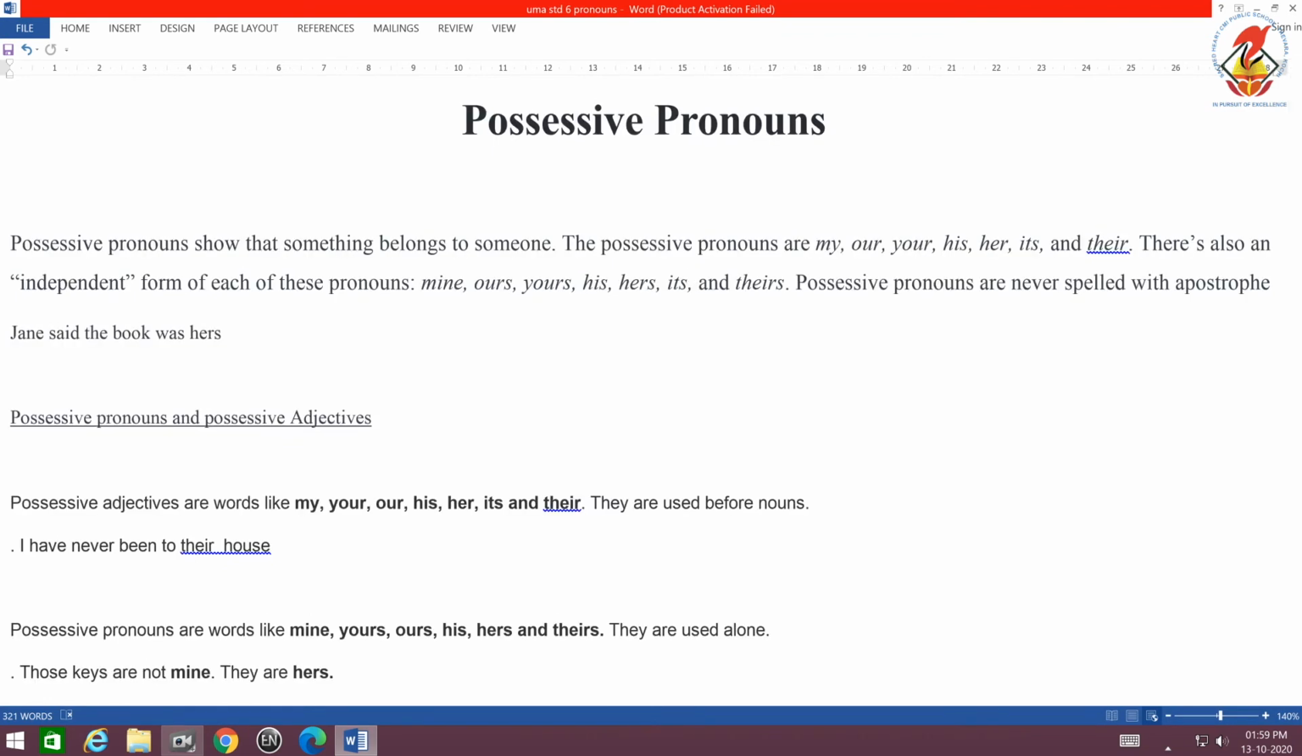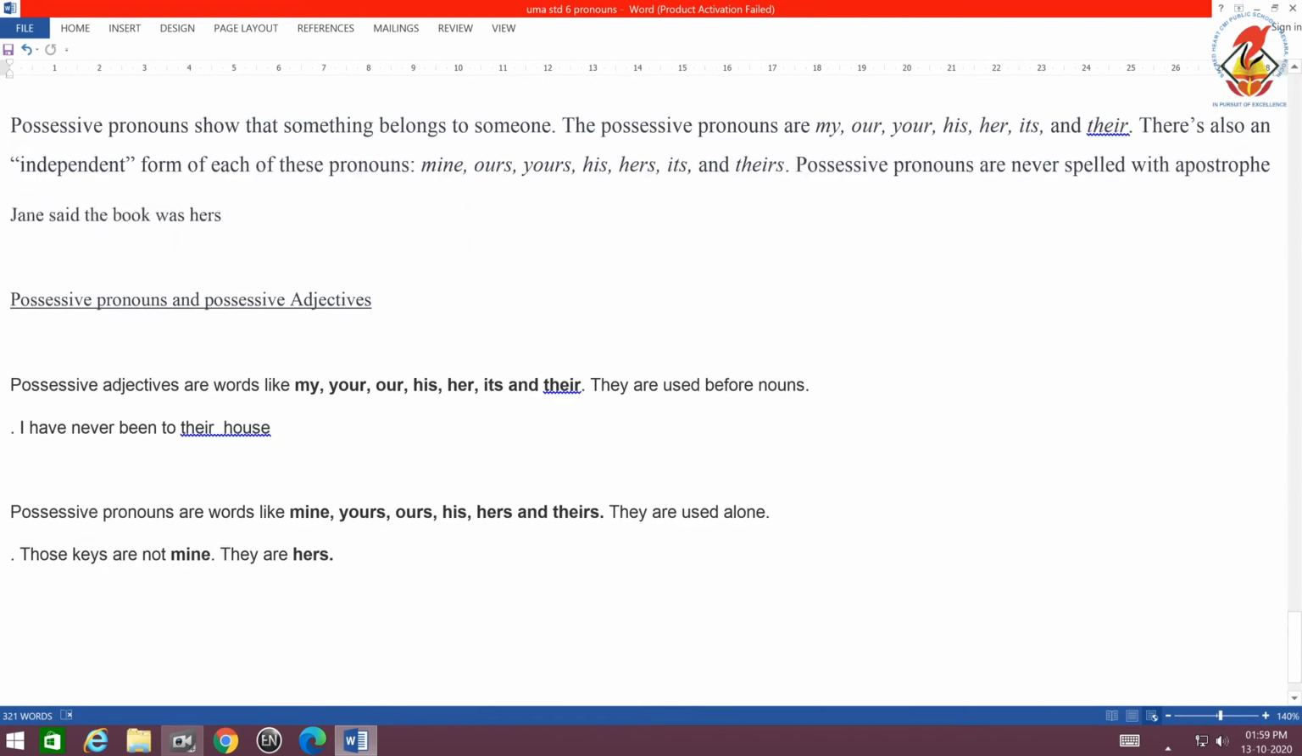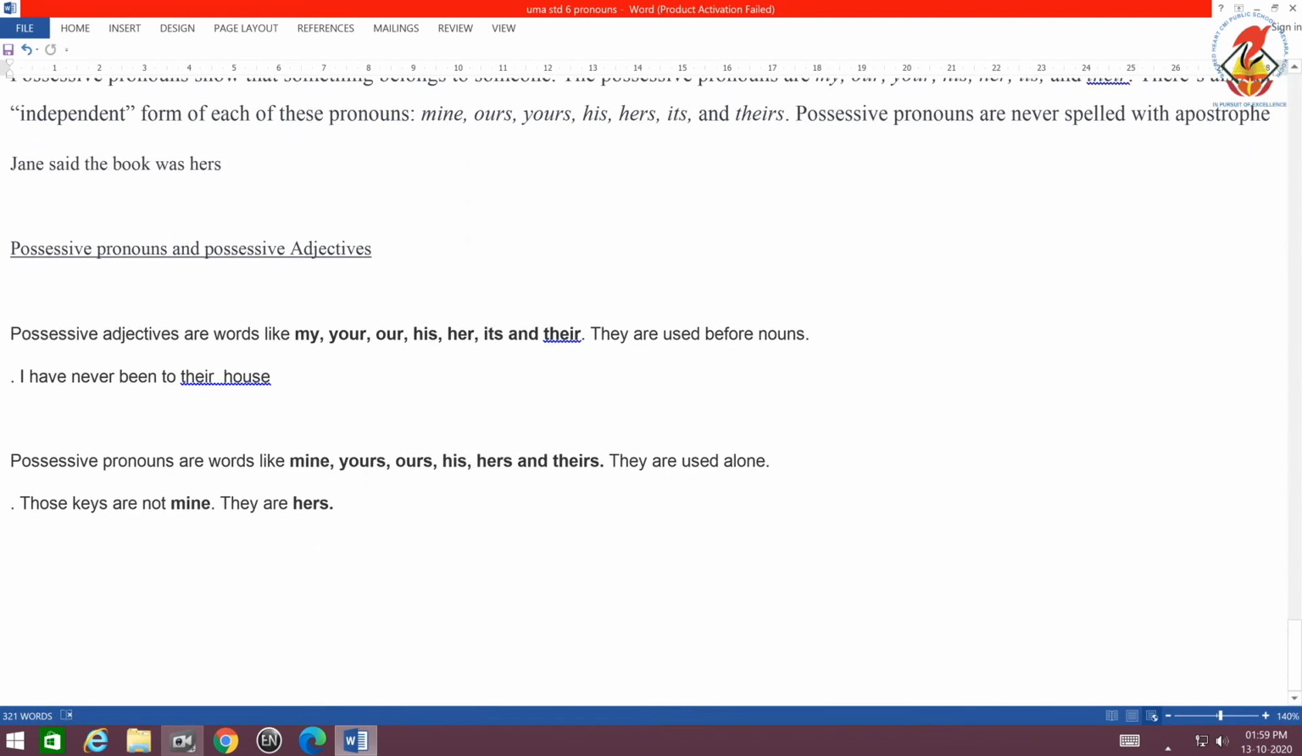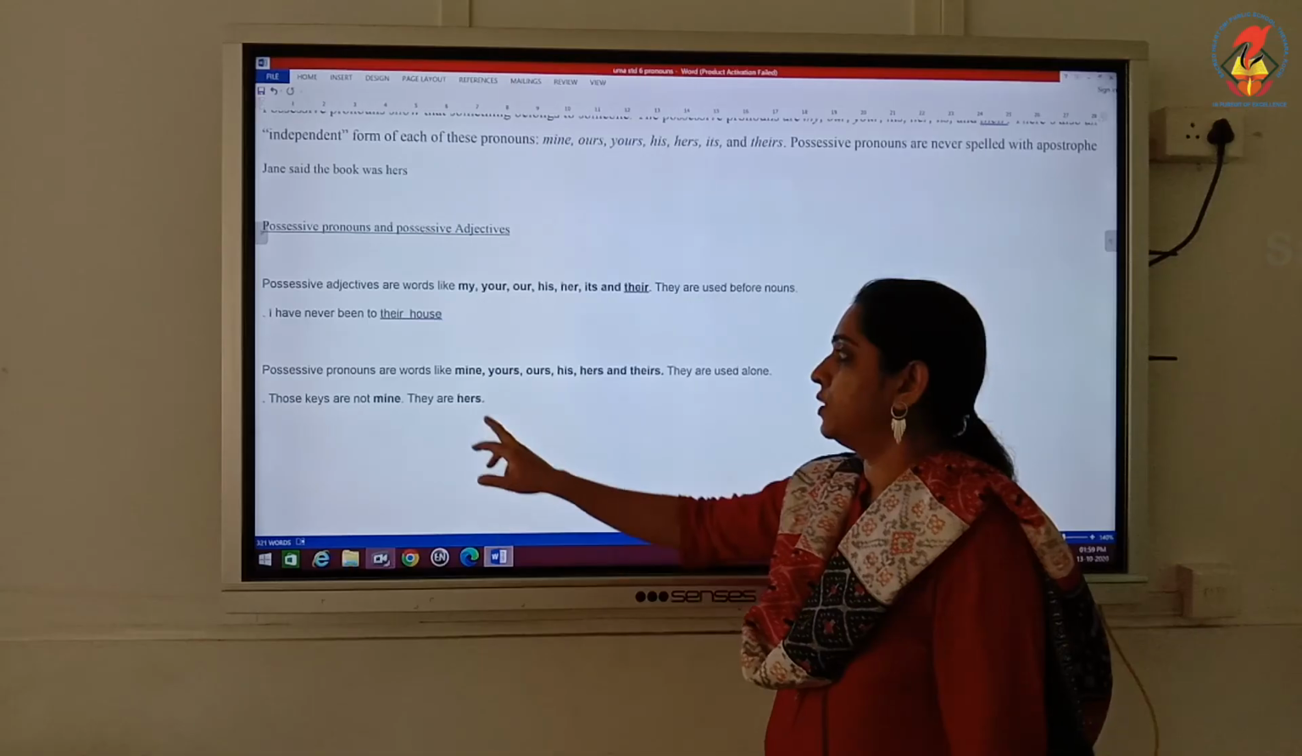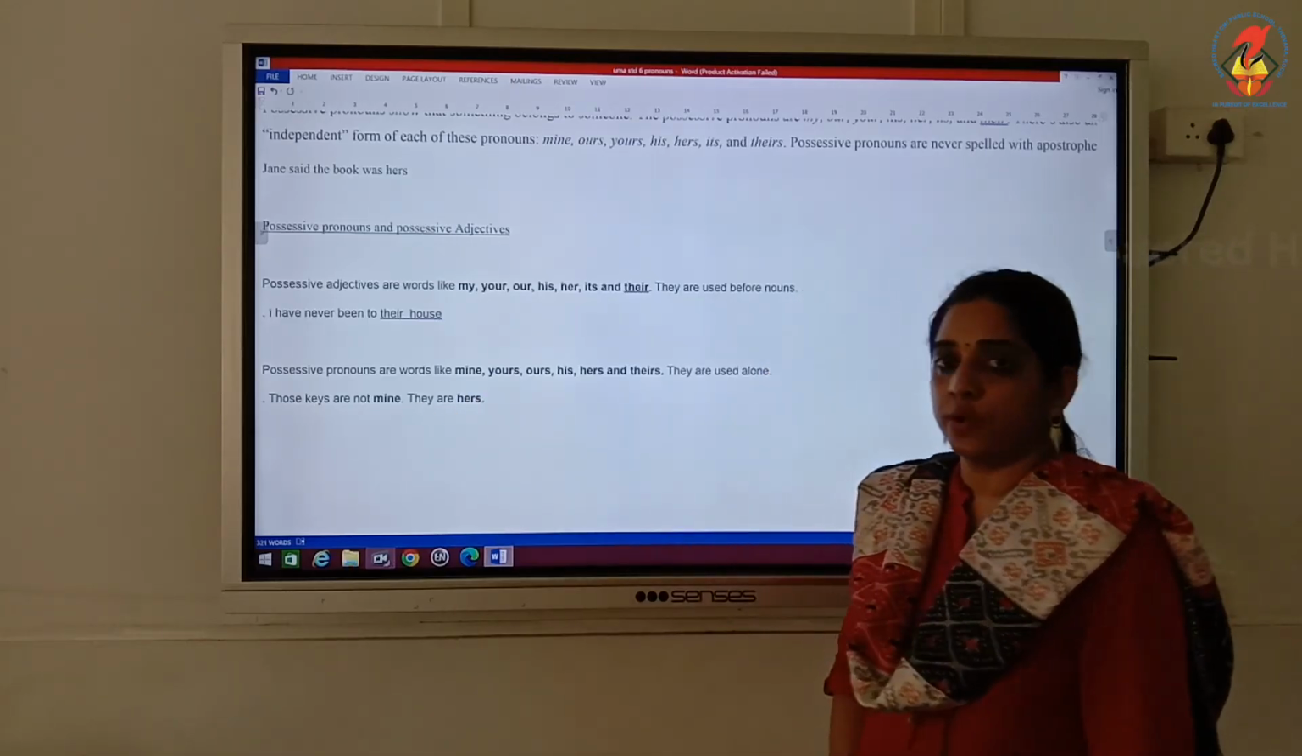And possessive pronouns means it will stand alone and usually be at the end of a sentence. See, those keys are not mine, they are hers. So, these are possessive pronouns.